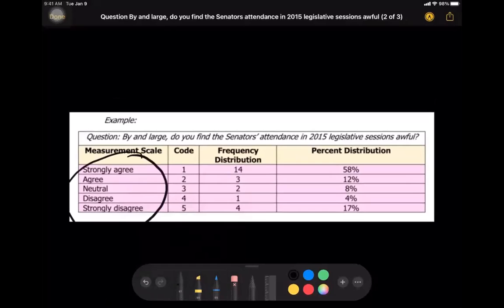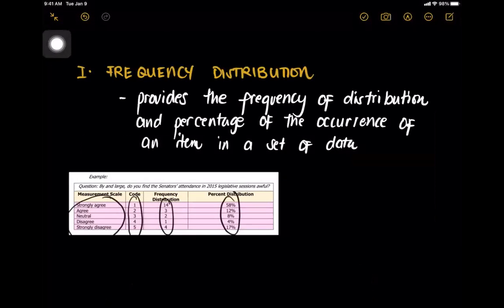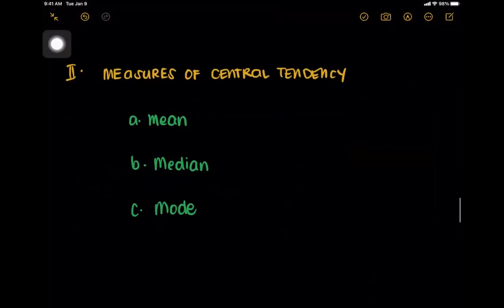Your variables, can you see there on the first column? Then there is a code, because these variables are in words or phrases, so we have to code them. This is now your frequency distribution: how many answered strongly agree, and your percent distribution. So that's also another way of putting in your tabulation. Next up is measures of central tendency.